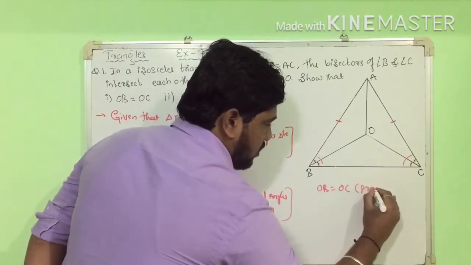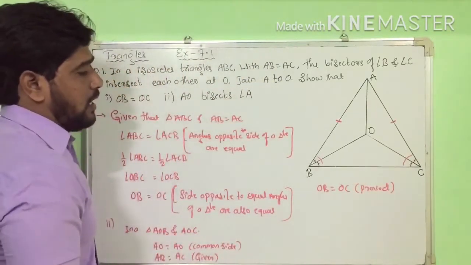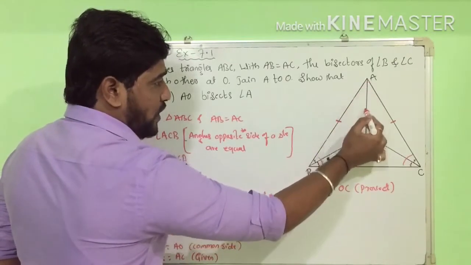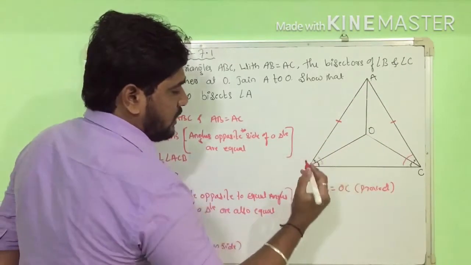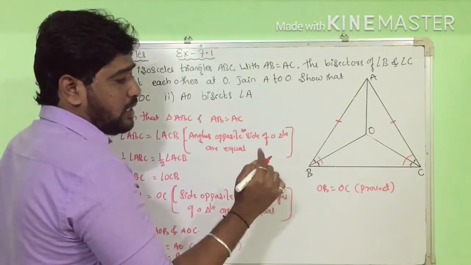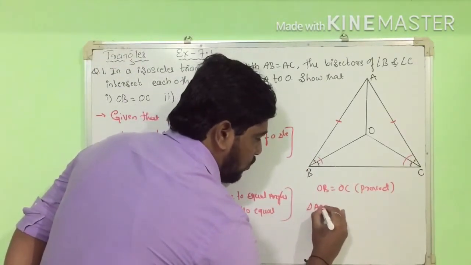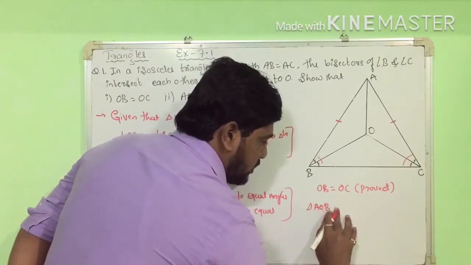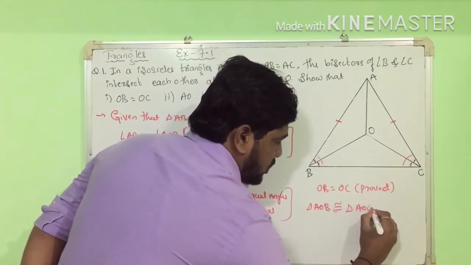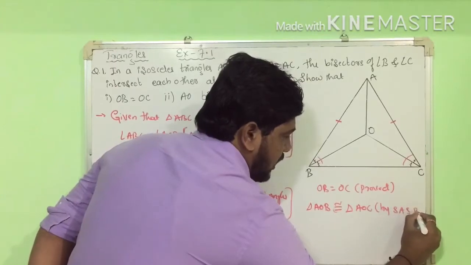Proved. So in these two triangles we have one side, angle and another side. It means these two triangles are congruent to each other by SAS, side angle side. So triangle AOB is congruent to triangle AOC by the side angle side rule, right?